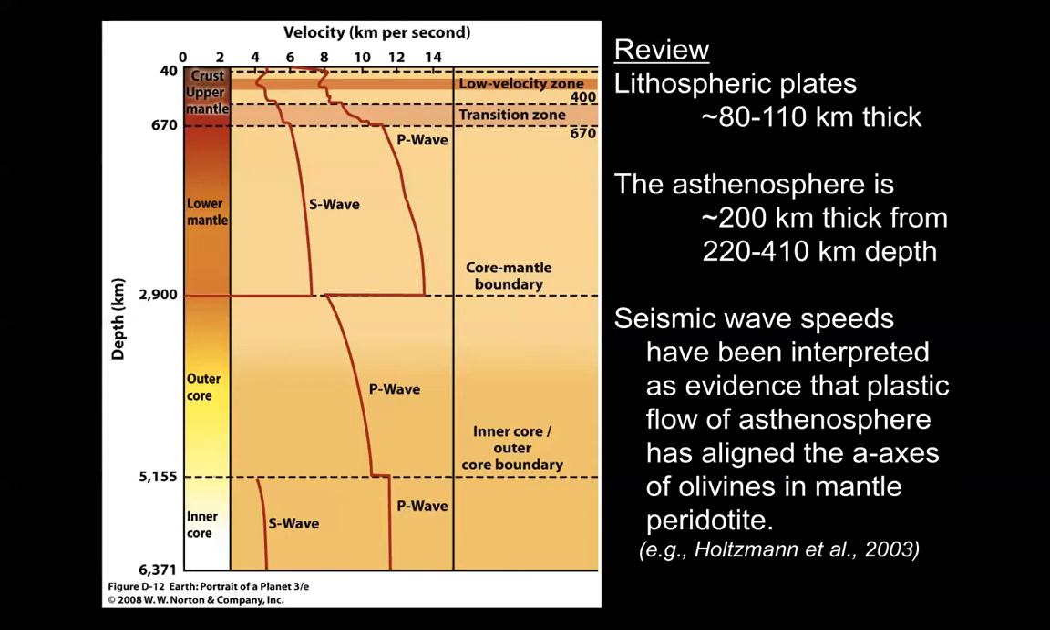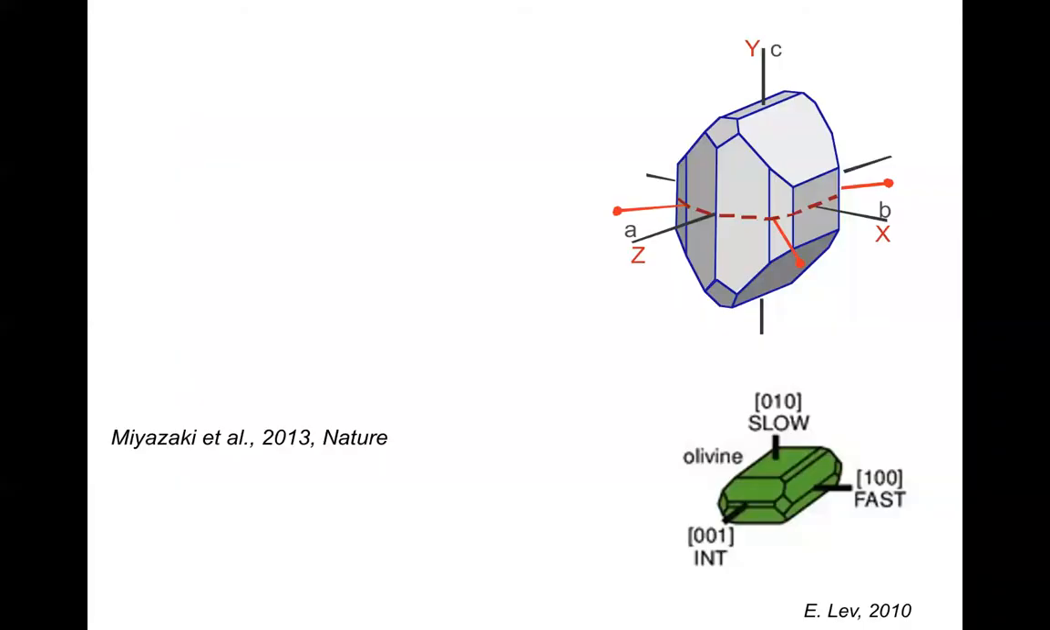So seismic wave speeds have been interpreted as evidence that there is plastic-like flow of the asthenosphere, and that this occasionally actually comes to align the axes of olivine crystals in mantle peridotite. So we have seen images like this one at the top right in our mineralogy textbooks, where we have the A, B, and C crystallographic axes. All of the items in red there are related to our optical content.